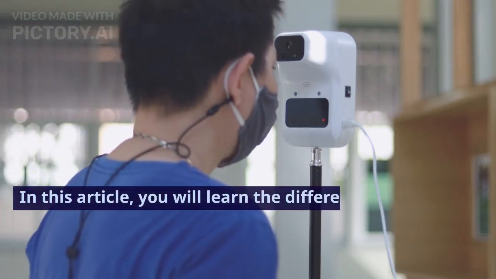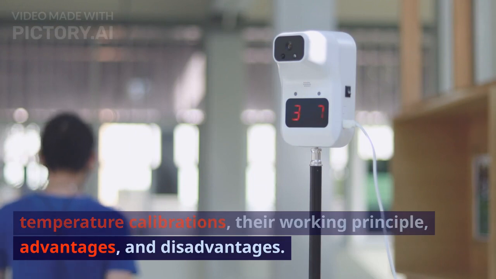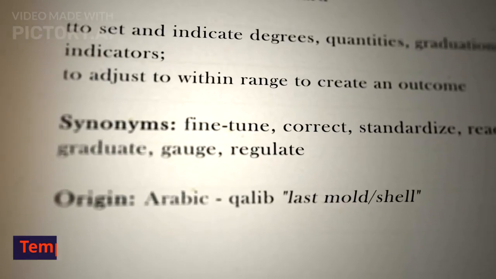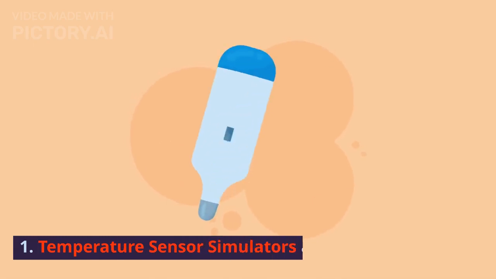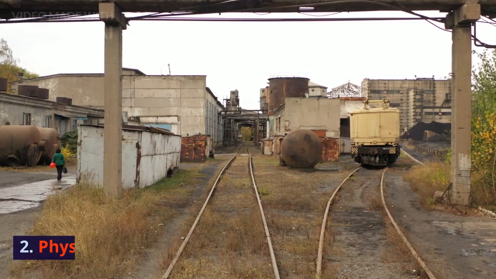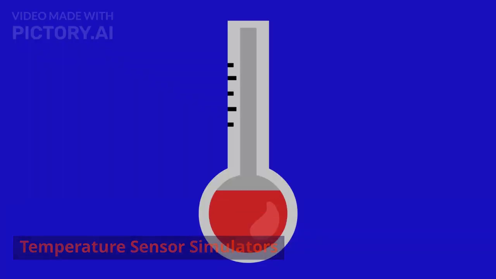In this article, you will learn the different types of temperature calibrations, their working principle, advantages, and disadvantages. Temperature calibrators are categorized into: 1. Temperature sensor simulators and 2. Physical temperature sources.